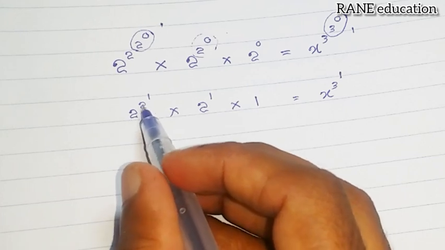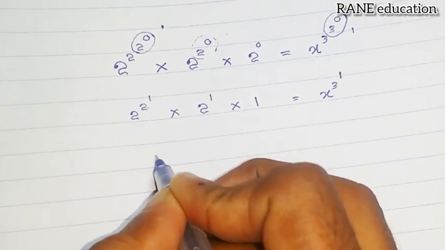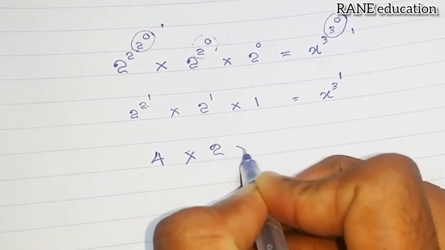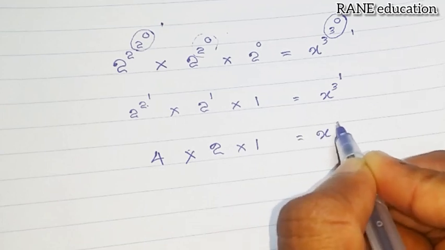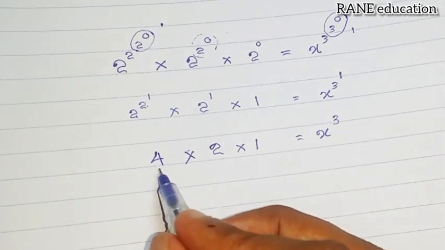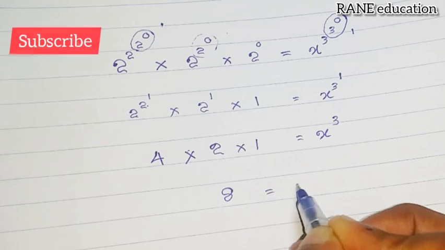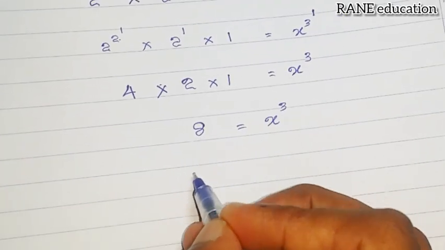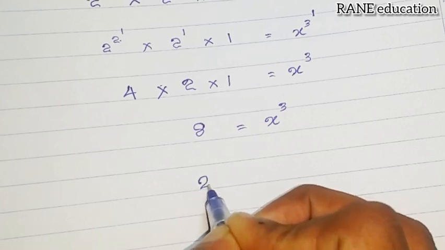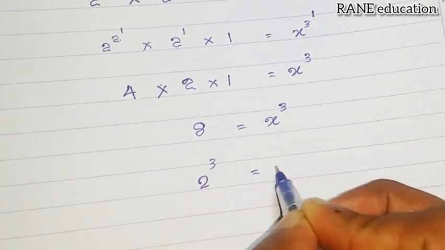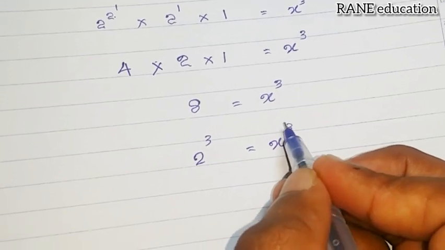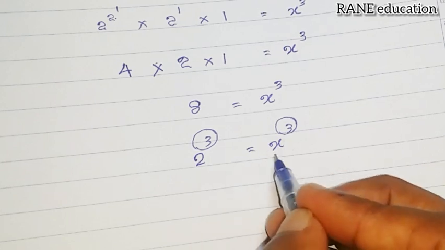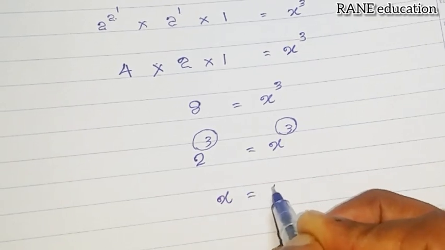You know 2 to the power 2 equals 4, times 2 times 1 equals x to the power 3. 4 times 2 equals 8, equal to x to the power 3. We can write 8 as 2 to the power 3, equal to x to the power 3. You can see that it is the same exponential. As a result, x equals 2.